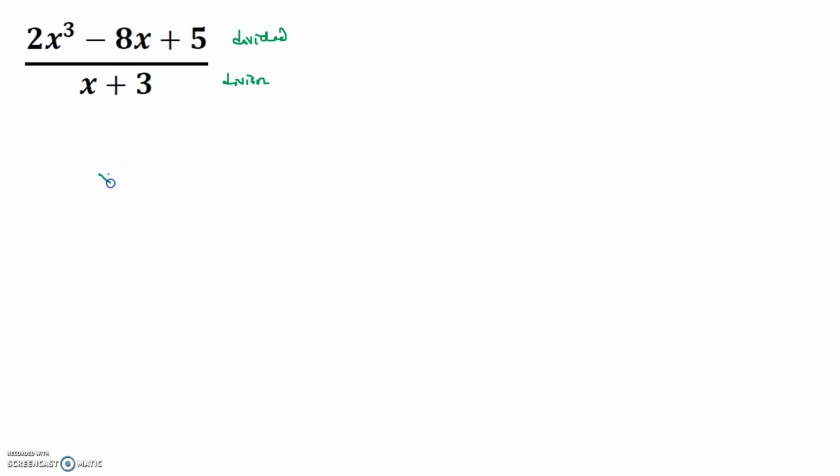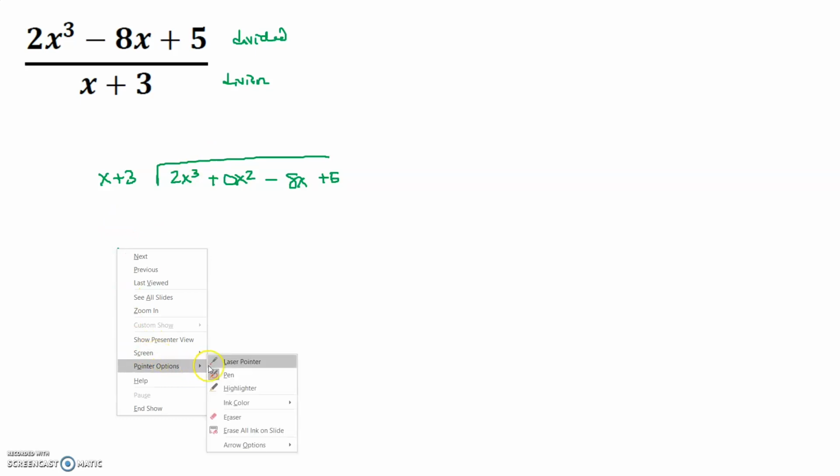So I'm going to have x plus 3 out in front, my division table bar thing, 2x cubed, and I do have to have an x squared term, so I'm going to put plus 0x squared. 0 times anything is 0, so this is basically a placeholder showing that the term is there, but it's not changing the value of the problem. I've just rewritten it with the 0 in there for that term. I'm going to change colors as I work this out.